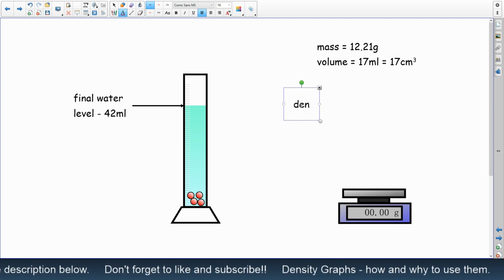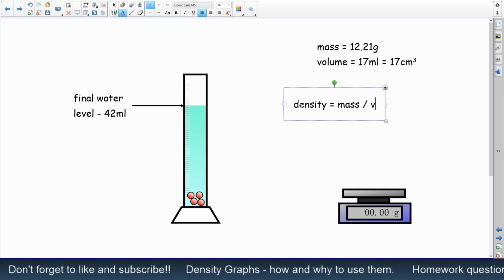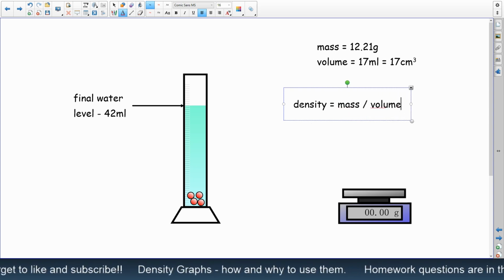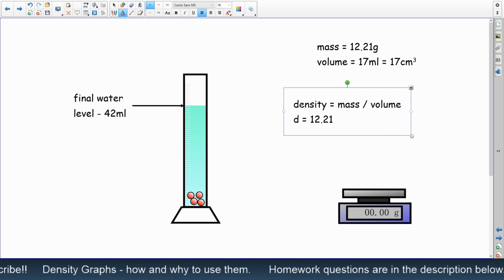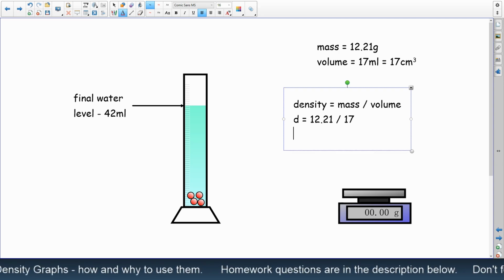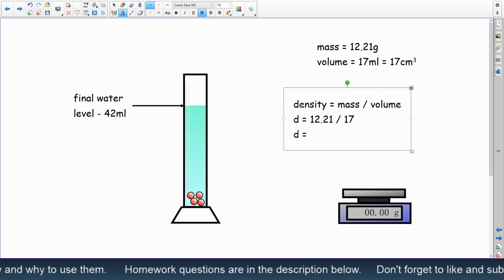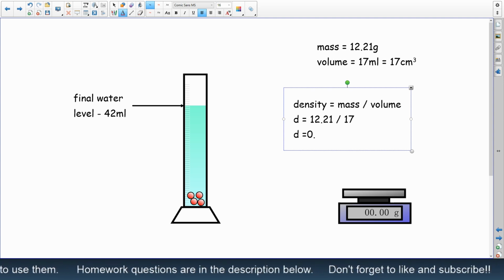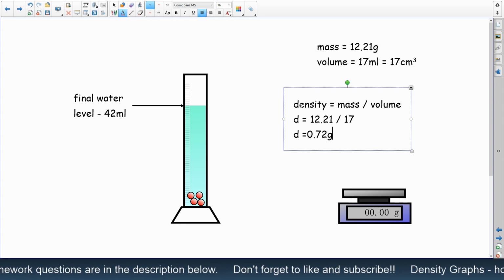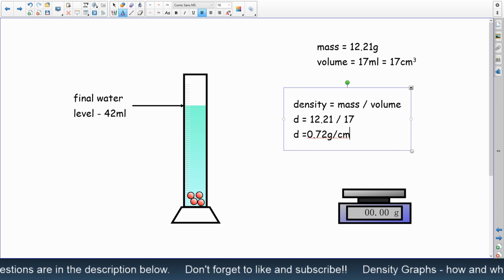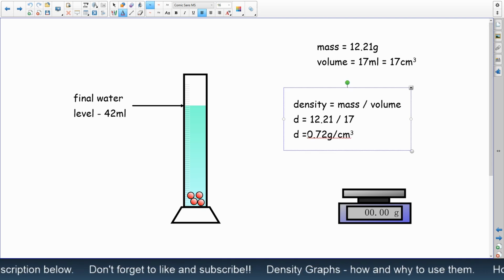So in this case, we can do density is equal to mass divided by volume. So the density D is equal to the mass, which was 12.21, divided by the volume, which was 17. And the density then is equal to 12.21 divided by 17. And our answer is 0.72 to 2 decimal places grams per centimeter cubed. Simple as that.